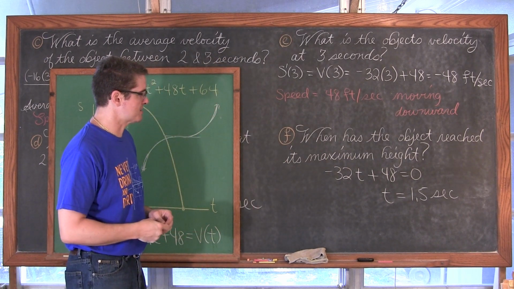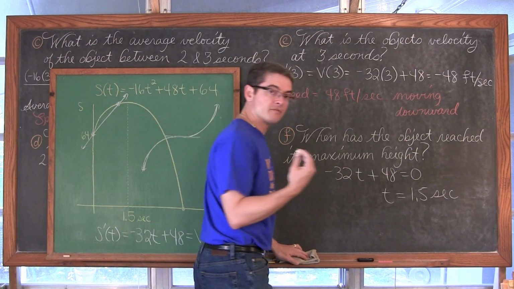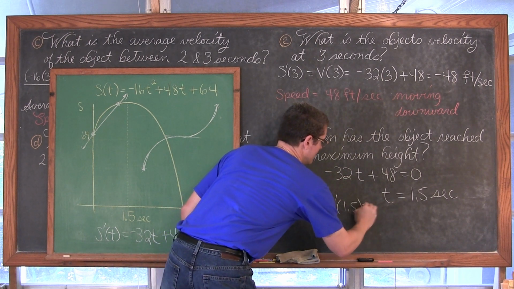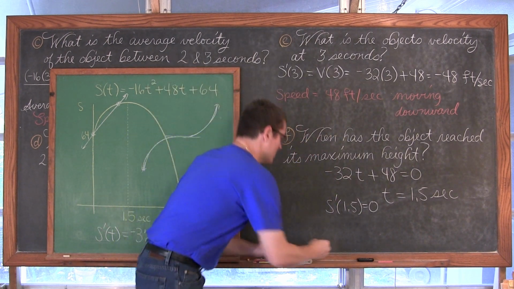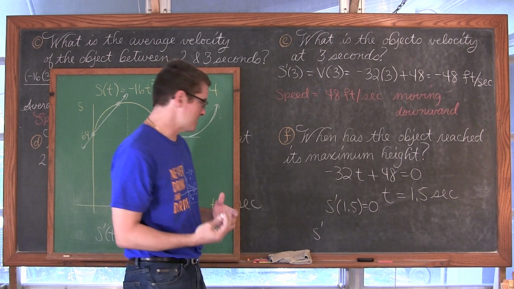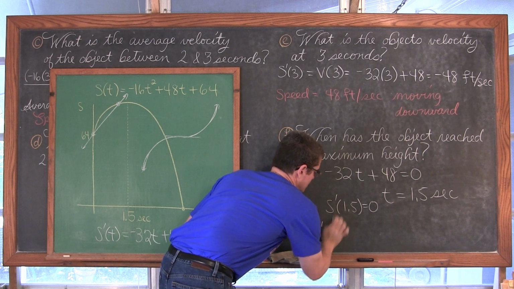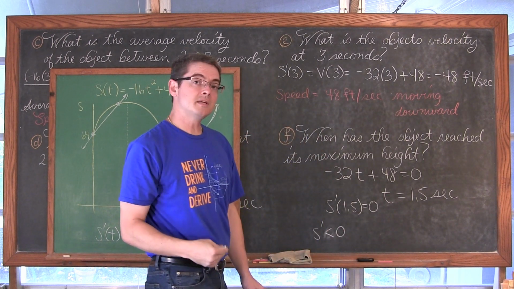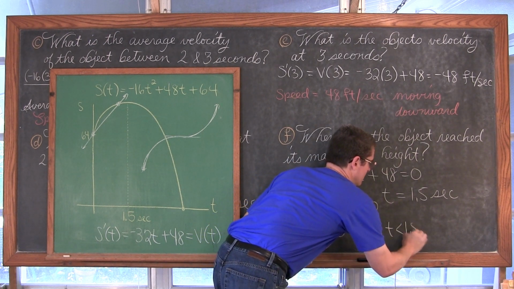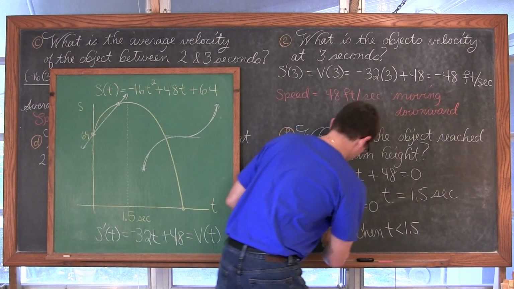But to give you a preview of this first derivative test, yes, at t equals 1.5, my first derivative is equal to 0, or the velocity is equal to 0. But what's even more important is that our first derivative is less than 0 when t is less than 1.5, and our, not less than 0, I'm talking about greater than 0, right?